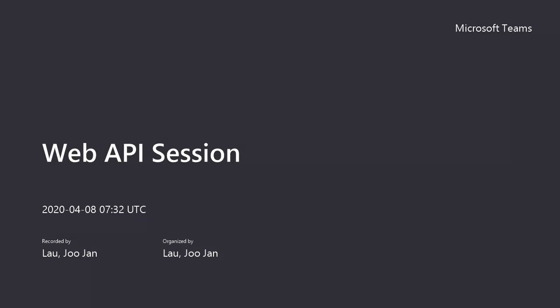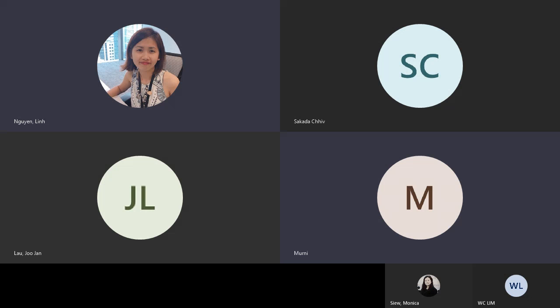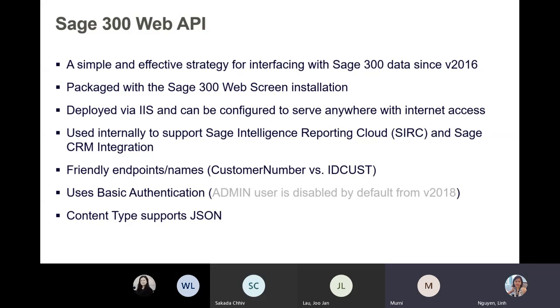Z300 web screen from version 2016, product update 1. If you install web screen in your system, then you have web API as well. These two go together under one single license. It's deployed via IIS and can be configured anywhere on the internet.